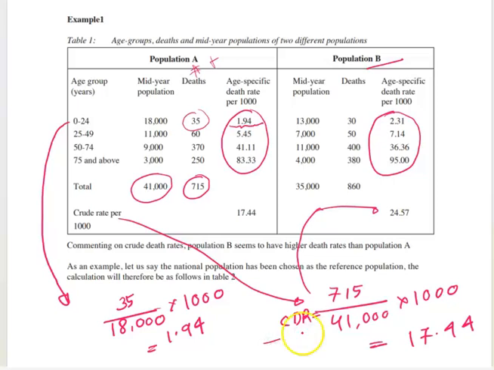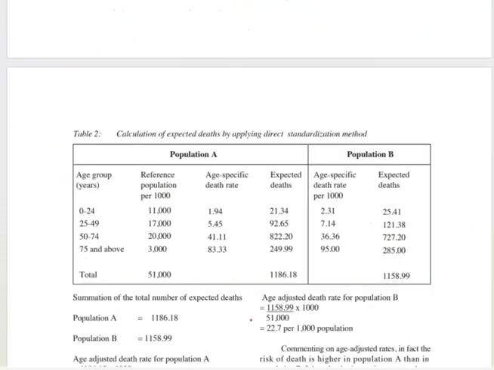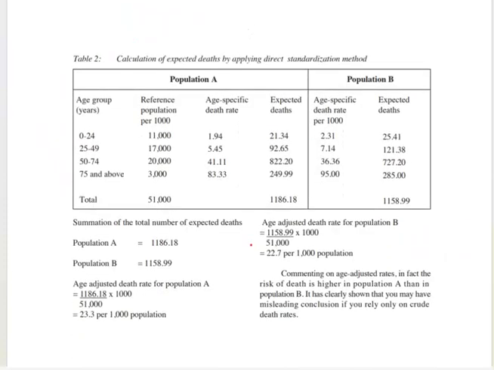So by seeing the crude death rate, we can assume that the crude death rate is higher in population B than population A. Let's go to the next table. In table 2, we use the age-specific data that we calculated for each of population A and population B. But here we are going to calculate the expected deaths.